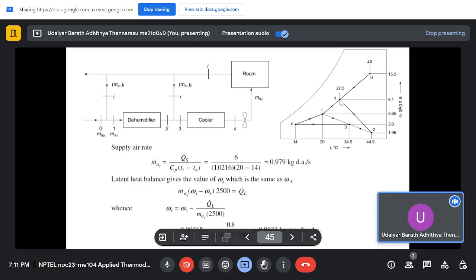Then from 1 you are dehumidifying and heating, so it comes to state 2. From state 2 you are mixing again with state I, so there it goes to state 3. From 3 you are cooling it, so it comes to state S, supply air, and then again it's going to state I.